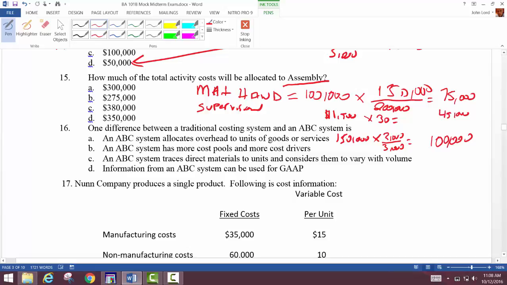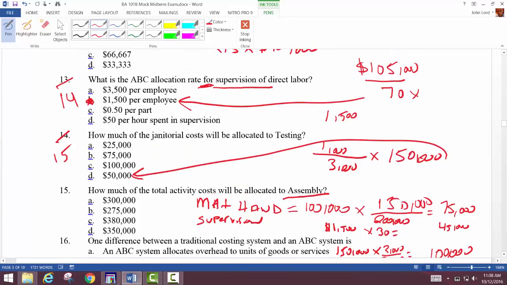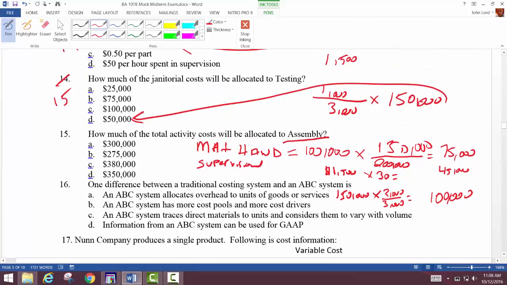And then I finally get done with this ghastly problem here, dealing with machining. Could you just take what you did earlier for the testing minus that from the total? That would give you the assembly. I suppose, if you say so. Okay, if you want to take the total and subtract off what you said for testing. Um, you mean for the janitorial?